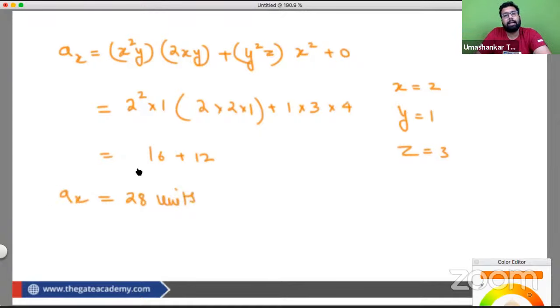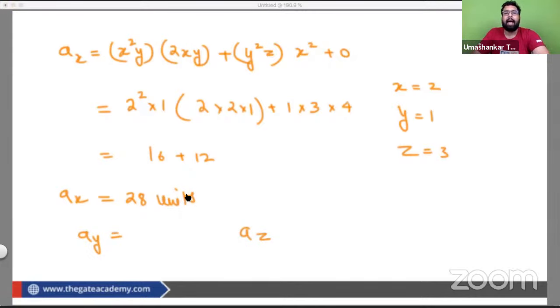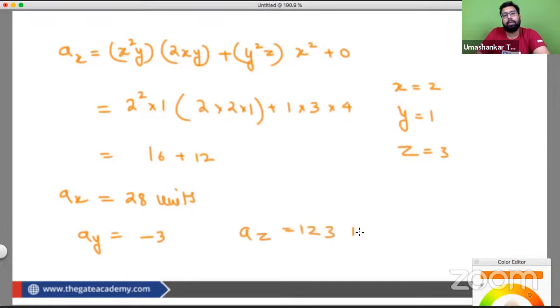So this is your AX. Is it fine to everyone? Now, similarly, you can find this AY by using the formula and putting in the values. When you find AY, you will have minus 3, and when you find AZ, you will have 123 units, right?